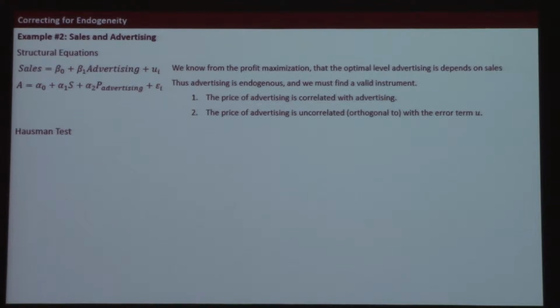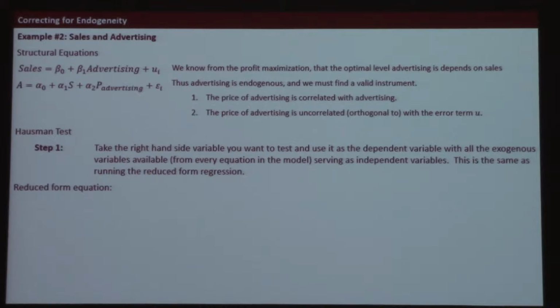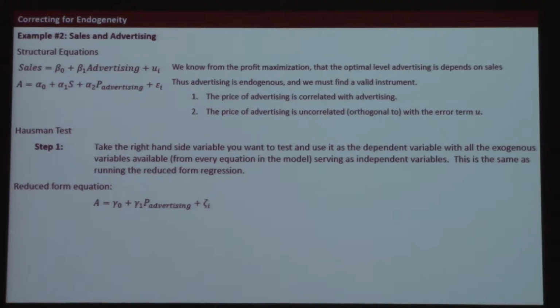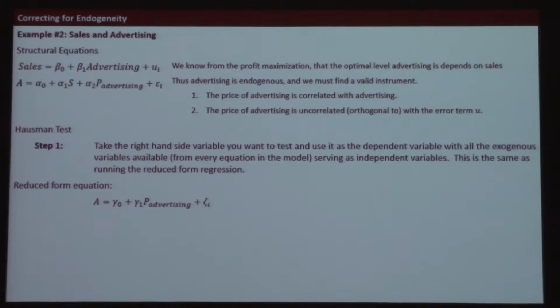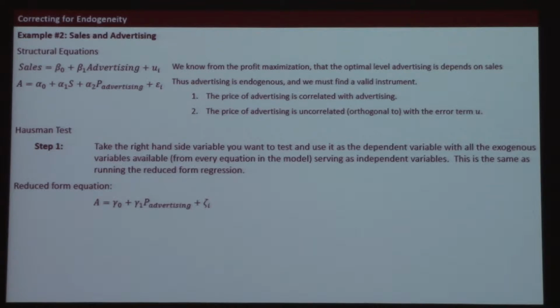We're going to do the Hausman test. So here are our two equations. We're going to take our problem variable, because remember what we want to do is measure the effect of advertising on sales. So we want an accurate estimate of beta 1. Beta 1 tells us the effect of advertising on sales. But because of the endogeneity, we know that it's going to be biased. So we're going to check that bias by doing the Hausman test.